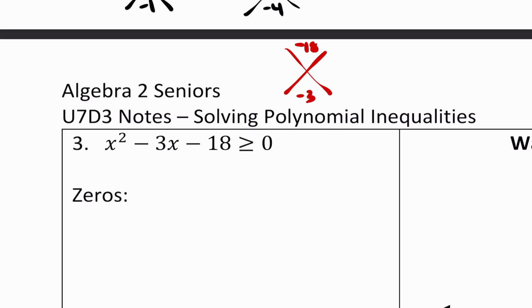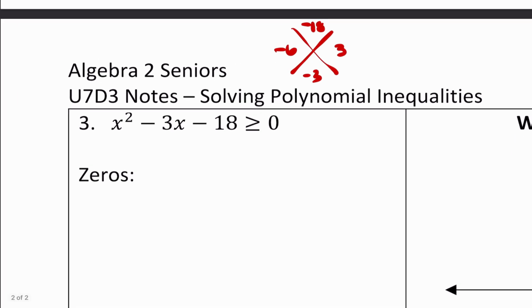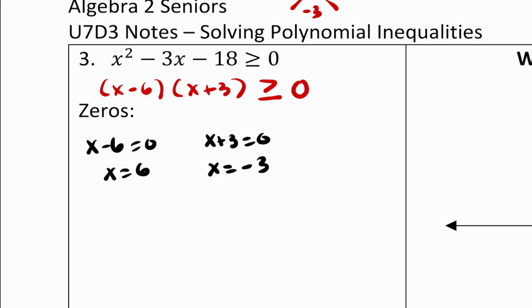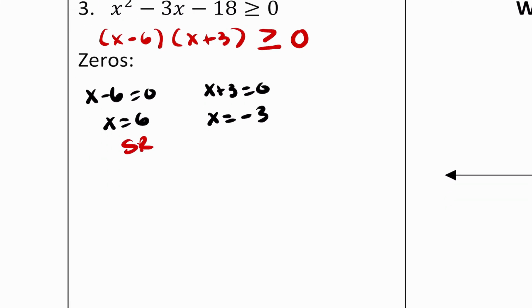-18 up top, -3 down below. Our two numbers are -6 and +3. So I'm going to rewrite this as x minus 6 times x plus 3, which is greater than or equal to 0. So then x minus 6 equals 0, which we all know is x equals 6. And then x plus 3 equals 0, which is x equals -3. So we don't have a double root, so both of these things are single roots. We're going to cross the x-axis, no problemo.